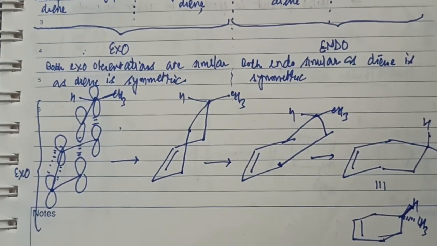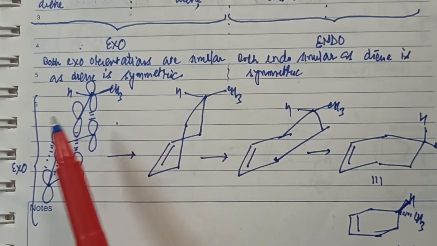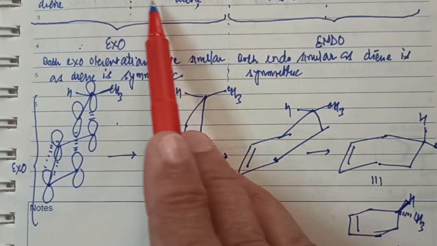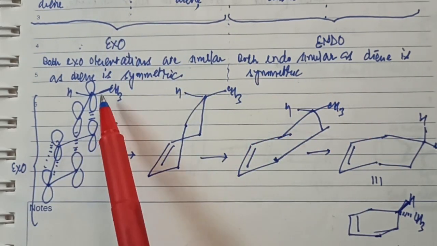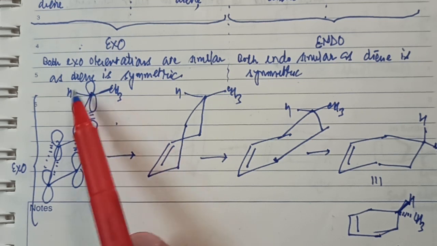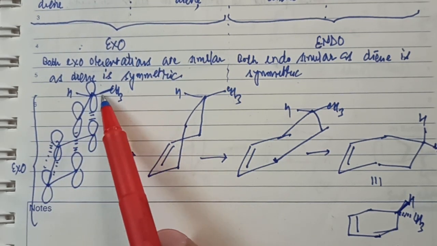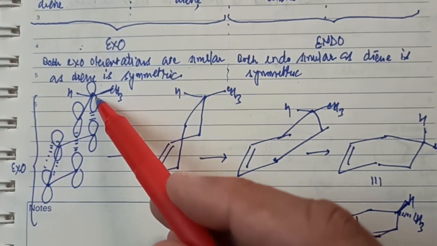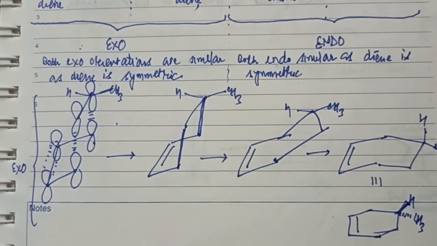Suppose the dienophile is approaching the diene from the upper face in an exo orientation, or an exo approach. As I've told you, both exo orientations are similar and both endo orientations are similar. In an exo orientation, methyl is away from the diene. There will be bond formation between this and this carbon atom, this and this carbon atom. So this and this sigma bond is formed, right?